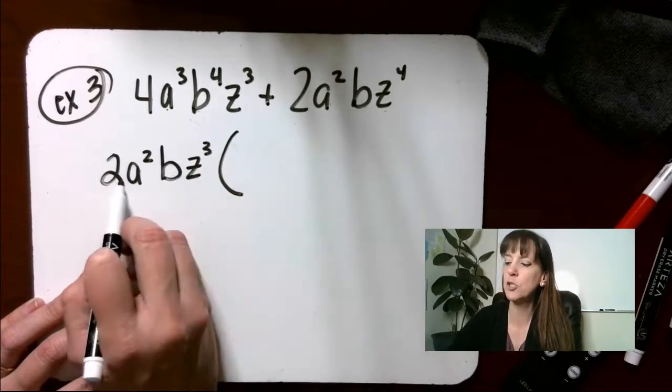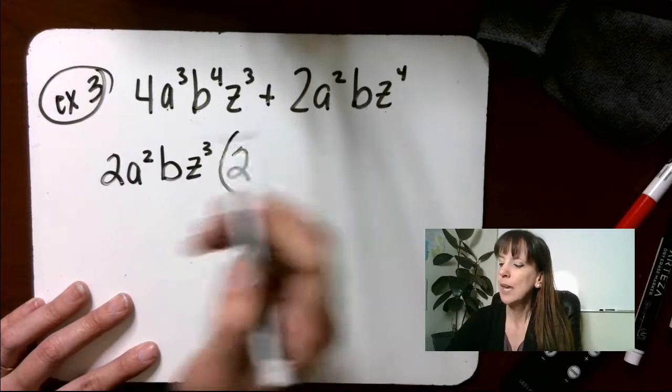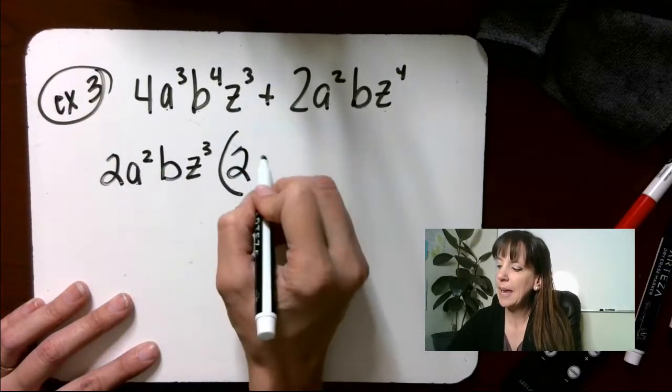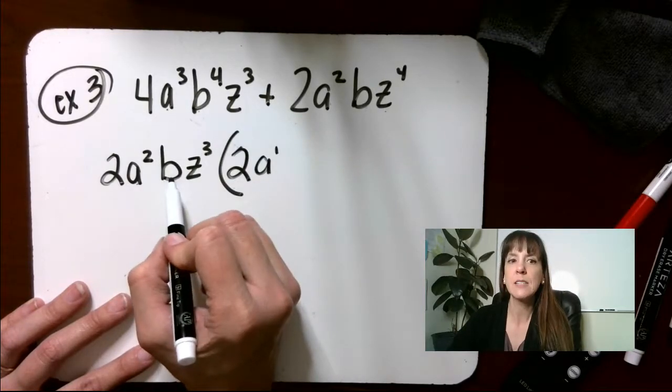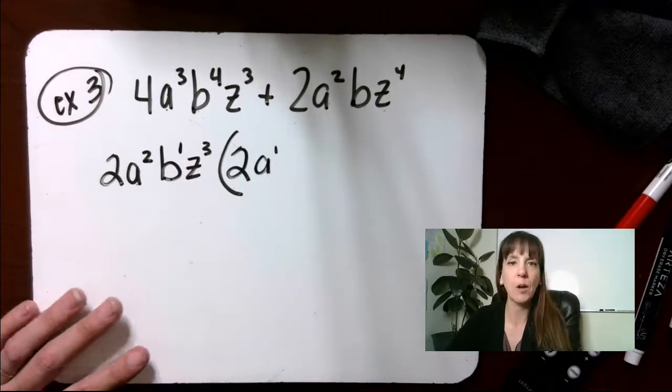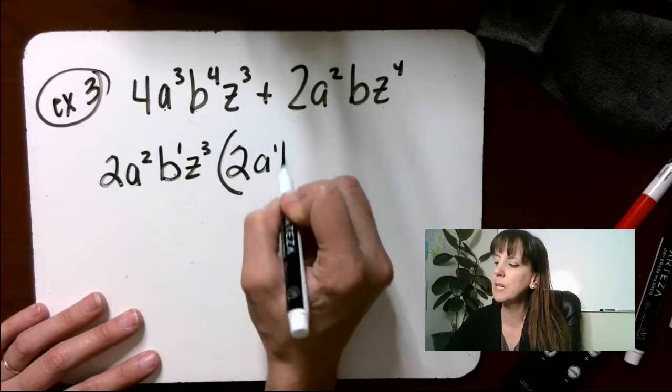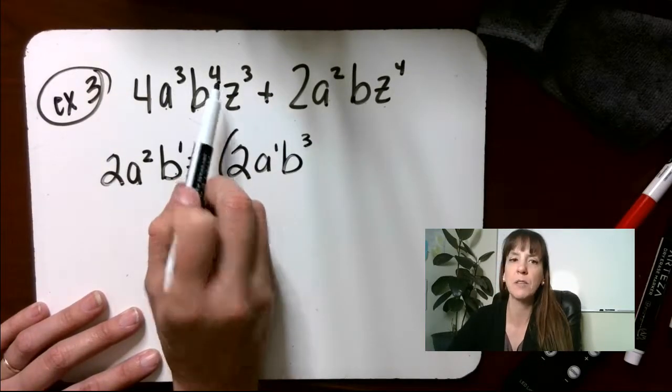Now, what do I need to multiply 2 by to get 4? 2. a squared times a to the 1 will give me a to the 3rd. b to the, and that's to the 1 power, so if it helps, just write it in there. b to the 1 times b to the 3rd will give me b to the 4th in this chunk.